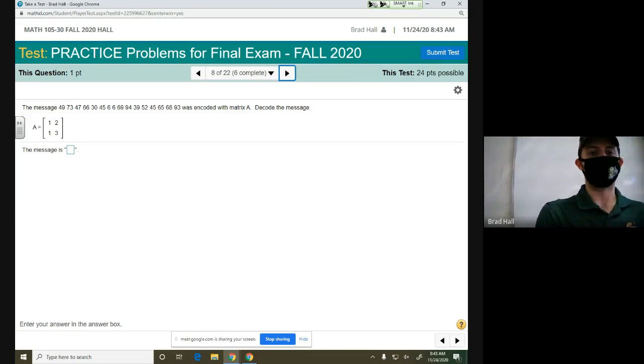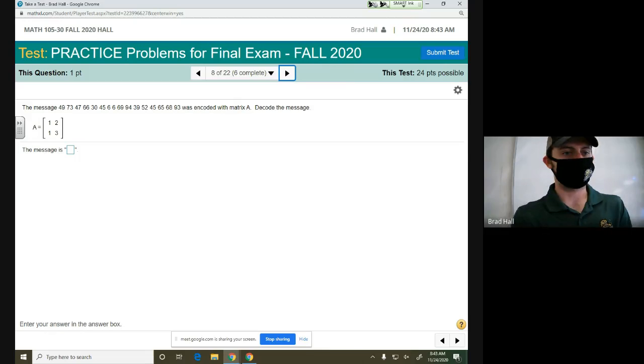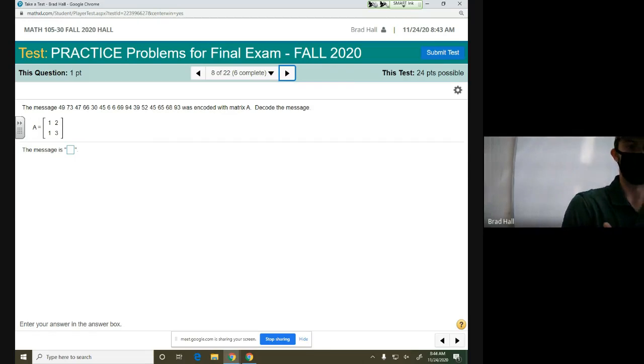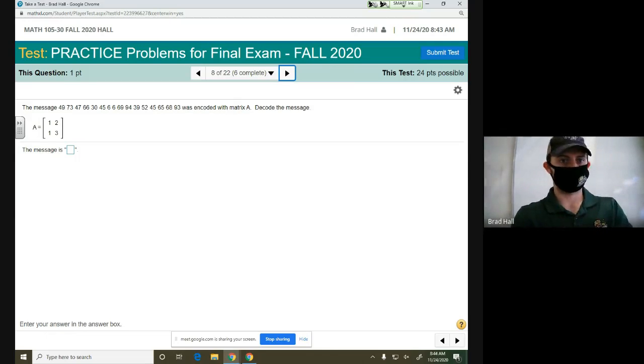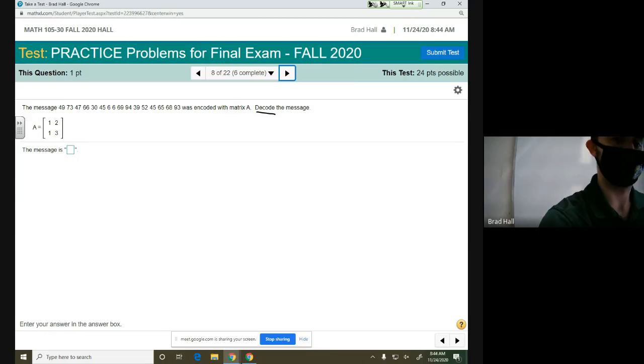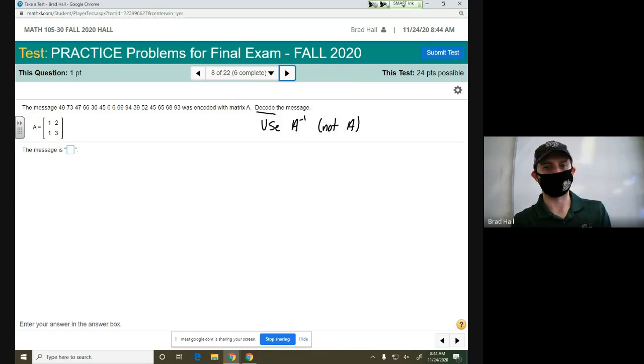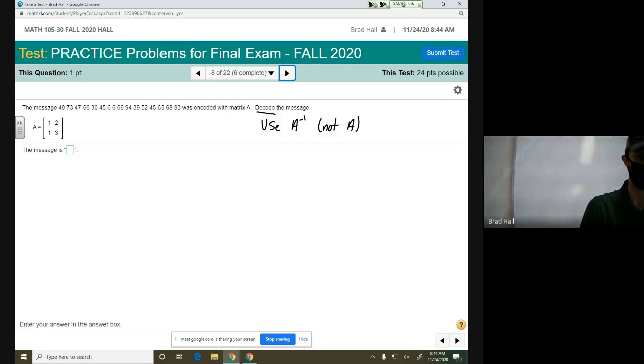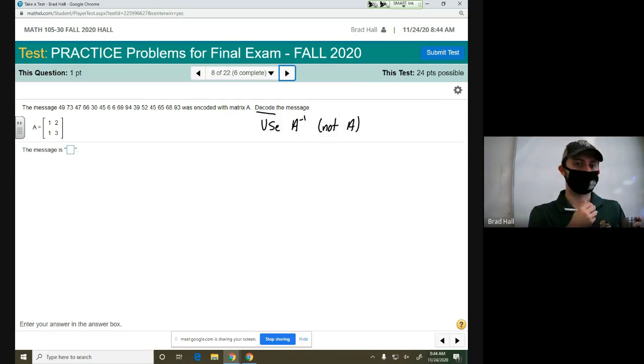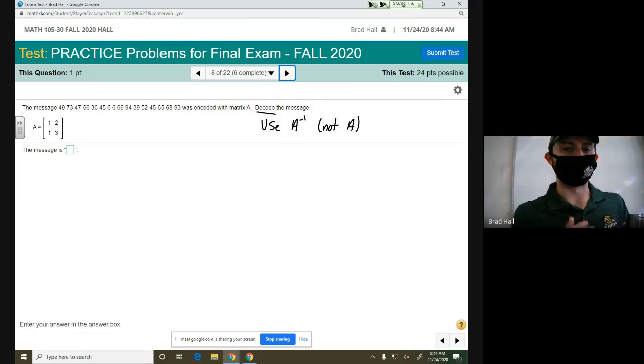So they give us this message and we're trying to decode this message. Hopefully you remember that with decoding, you have to find the inverse of this matrix. Or if anything, you need to establish the inverse. To decode, use A inverse, not A. Decoding, and I guarantee some people are going to miss this on the test if they ask you to decode. But you want to use the inverse.